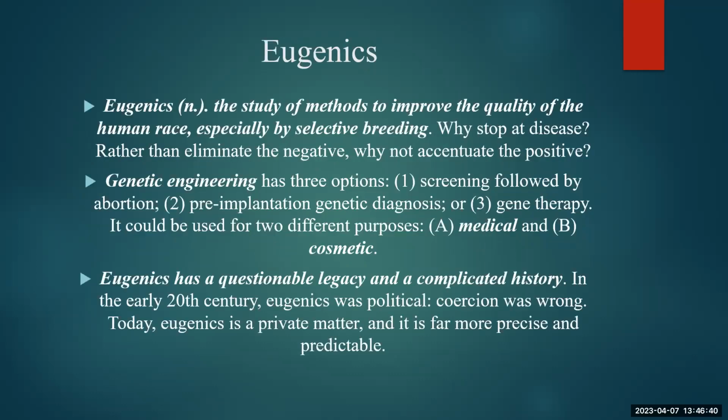The last two weeks, or last week, we looked at eugenics. Eugenics is the study of methods to improve the quality of the human race, especially by selective breeding. And we do this by trying to eliminate the negative, which would be fatal diseases, for example. But these days, with the knowledge that we have of eugenics and DNA, we can now also allegedly accentuate the positive.